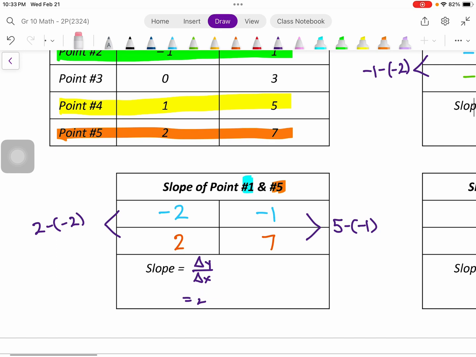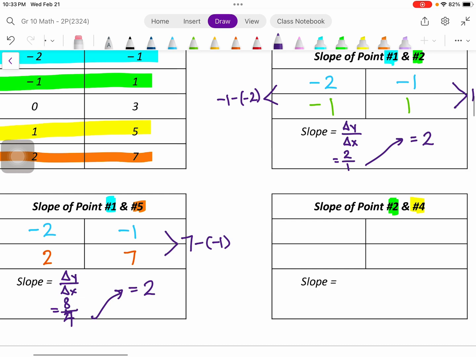And that will change this. So we have 7 subtract negative 1. Sorry about that. So 7 plus 1, that's 8. And then over 2 minus negative 2, or 2 plus 2, which is 4. And 8 divided by 4 is equal to 2. So my slope is 2. So we ended up getting the same slope using different points in the same table.